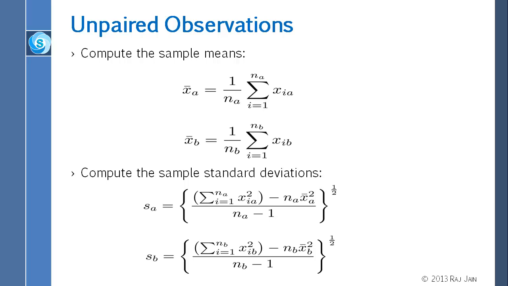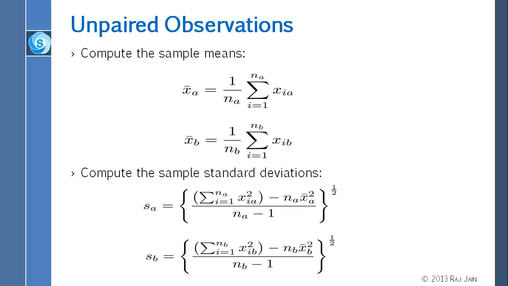Unpaired is a little bit complicated. I don't know whether we need to go through the theory here, but for unpaired you could have a different number of observations. For the first one, you will have a sample mean based upon its number of observations. For the second one, you will have a sample mean based upon its number of observations. For the first one, you will have a sample standard deviation, and you will have a standard deviation for the second one. So you will have 4 numbers so far.